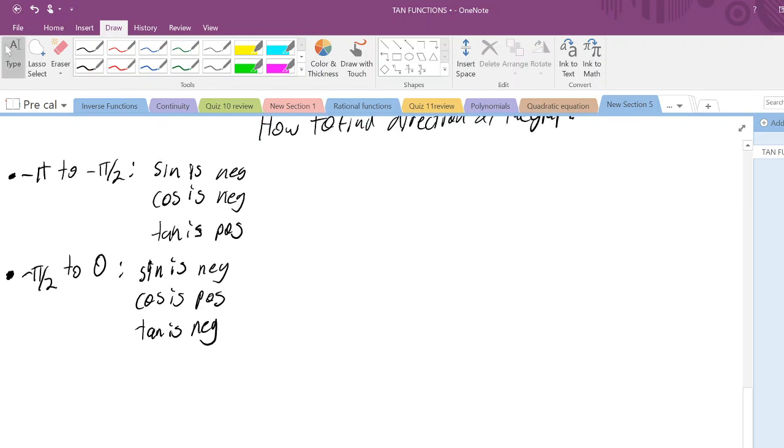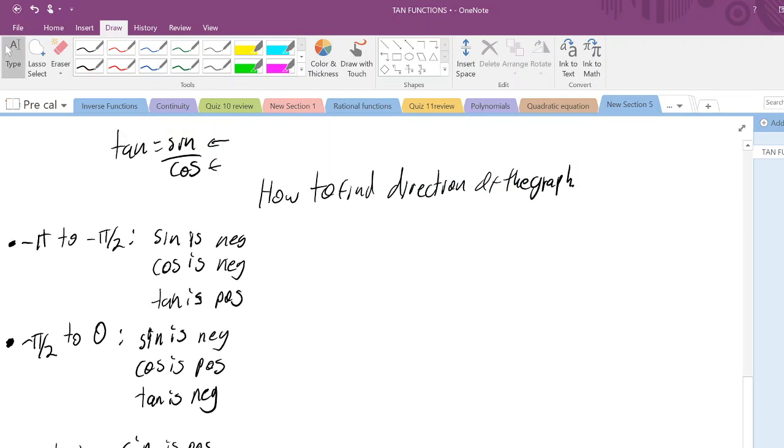All right, next one, we have 0 to pi over 2. We have that sine is positive, cosine is positive, so the tangent is positive. Now, this is the direction of that graph at that interval. That means how the tangent is going to be looking. Okay, so if you're not understanding what I'm doing, before I graph it, I want to know what direction in that interval the graph of the tangent is going to look like.